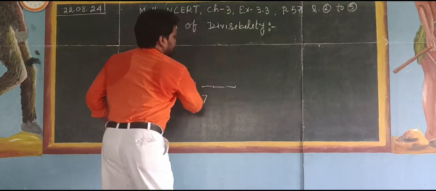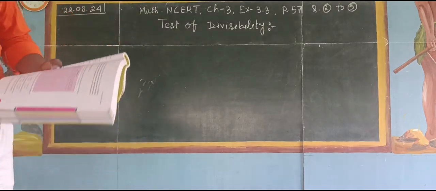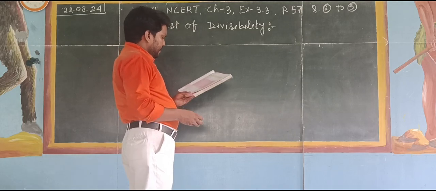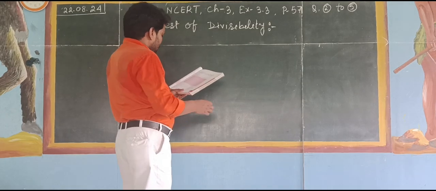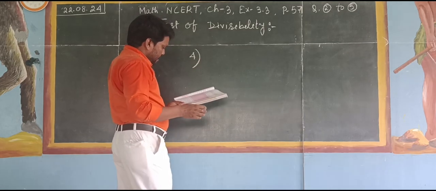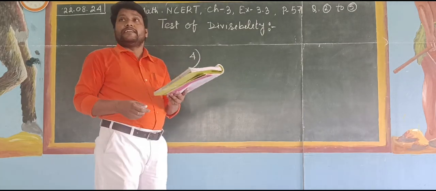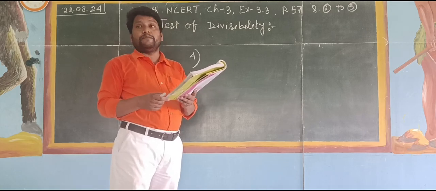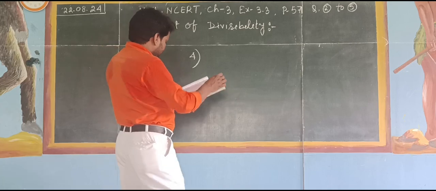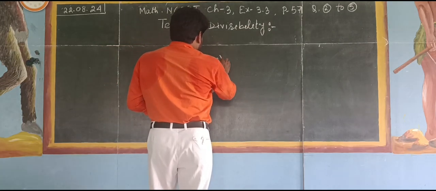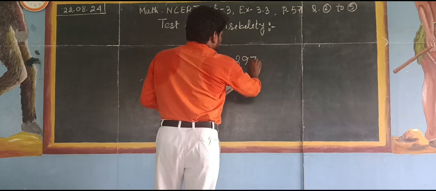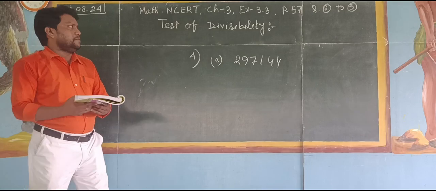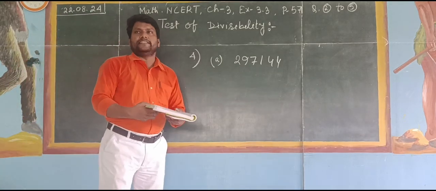Next, question number 3. I am solving some, then you will solve the rest at home. Question number 4, very important. Using the divisibility test, determine which of the following numbers are divisible by 11. So what is the number? Write at first, A, 297144. Is it divisible by 11?